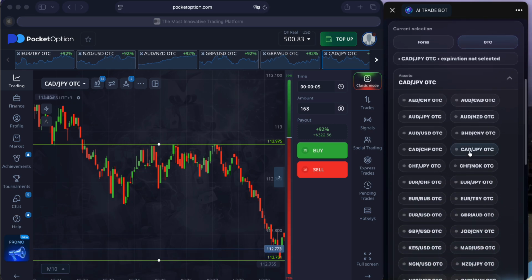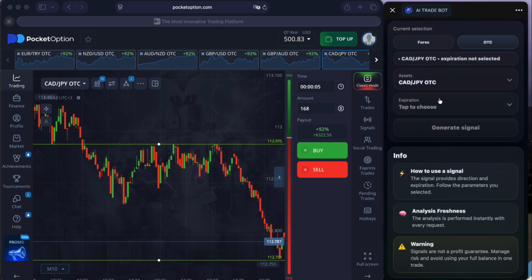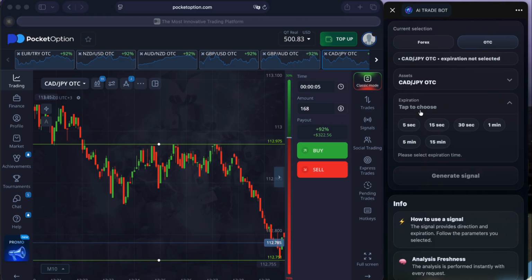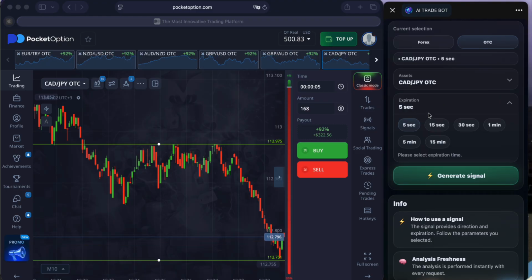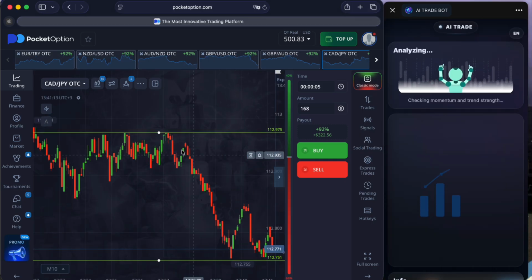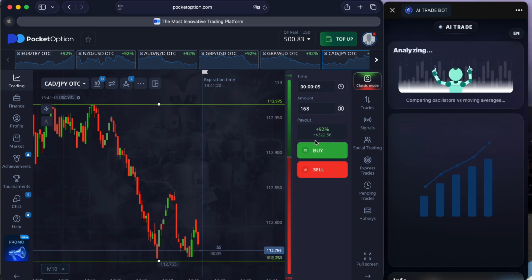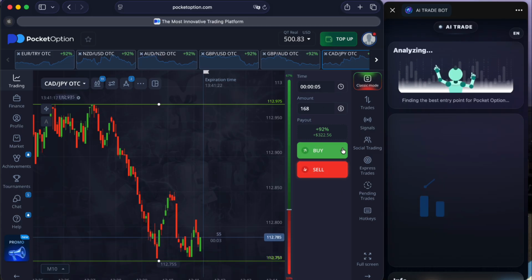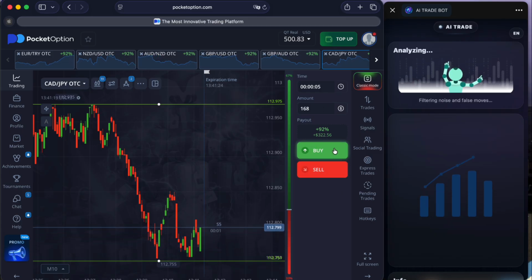I'm adding the Canadian dollar and Japanese yen pair on the screen into the tool and moving on to selecting the expiration time. We're trading on 5-second candles. There's also a video about 15-second and 1-minute candles on my YouTube channel. Now, together, let's click Generate Signal and wait for the bot's technical analysis. In a split second, the bot runs the entire technical analysis on this asset for us and then gives us a buy or sell signal.